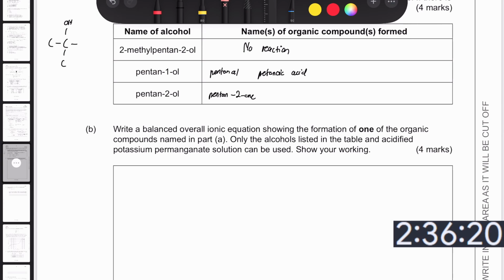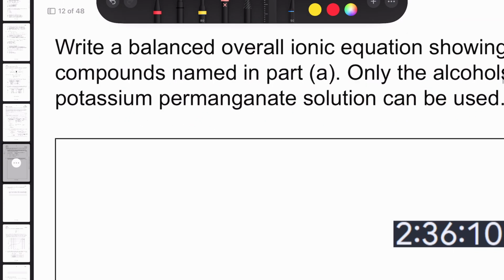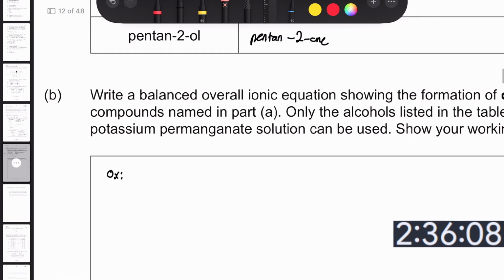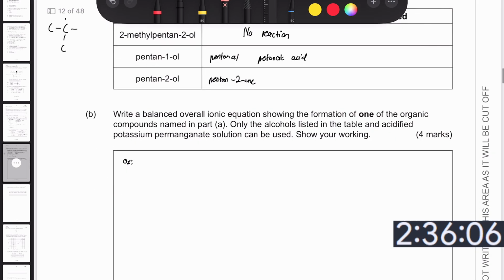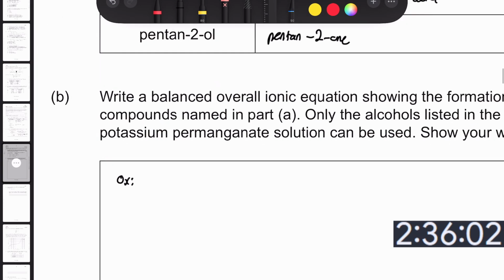Write a net ionic equation showing the formation of one of the organic compounds named in part A. Only the alcohols listed in the table and acidified permanganate can be used. Show your working. Okay, so let's go with pentan-1-ol, showing the formation of one of the organic compounds.